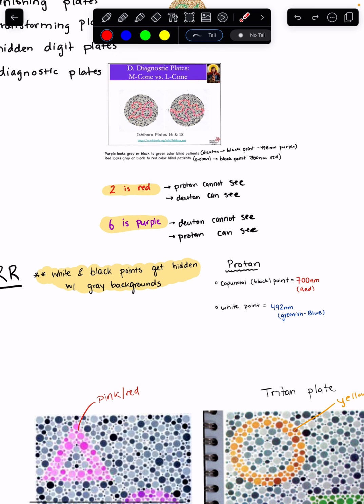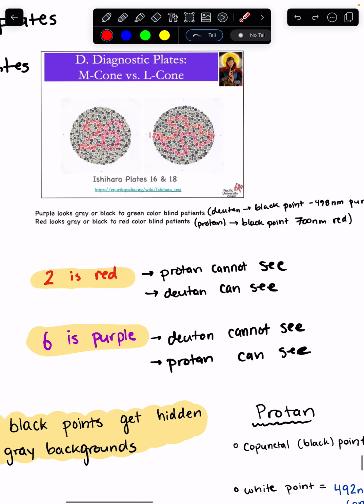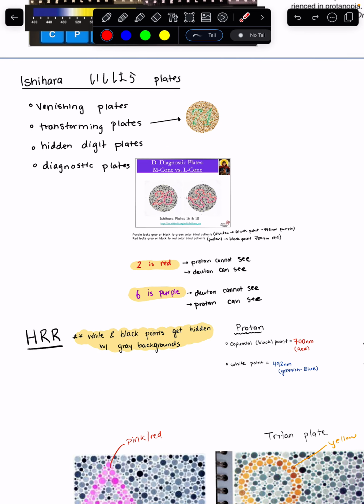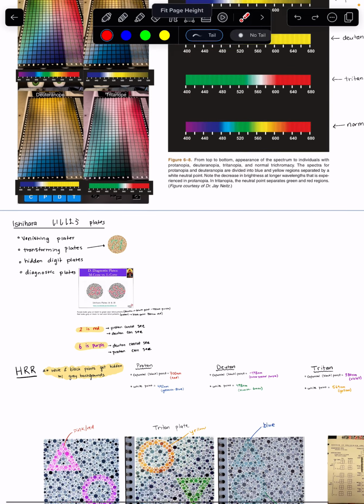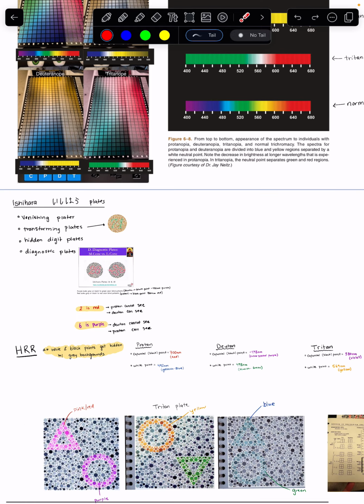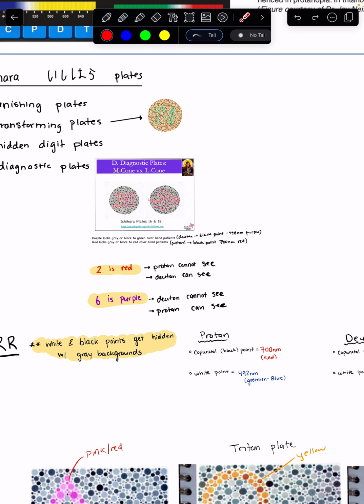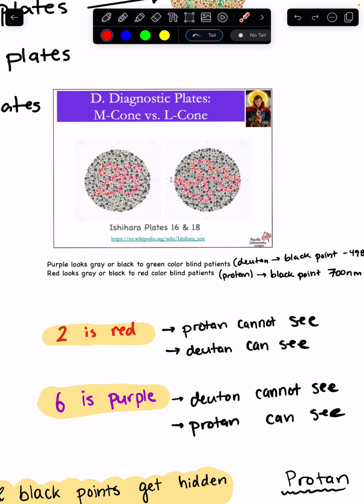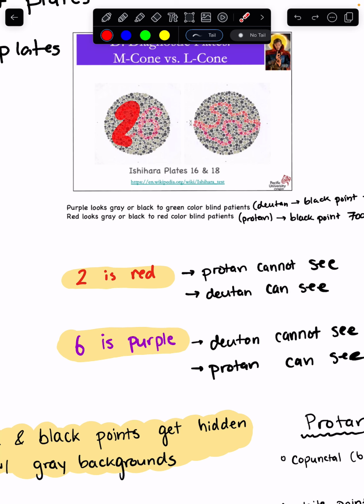So what do I mean by that? So let's look at this page, this slide here. So this 2 is actually a red color, okay? And it's talked about right here. So the red color, remember, you need to remember what your black points are and your white points are. We talked about that the red is the black point for a protan, okay? And it's important to know that the black points and the white points get hidden in this like black and grayish and whitish background here. So a protan will not be able to see the 2 at all. That's going to be completely hidden, and they'll see the 6.